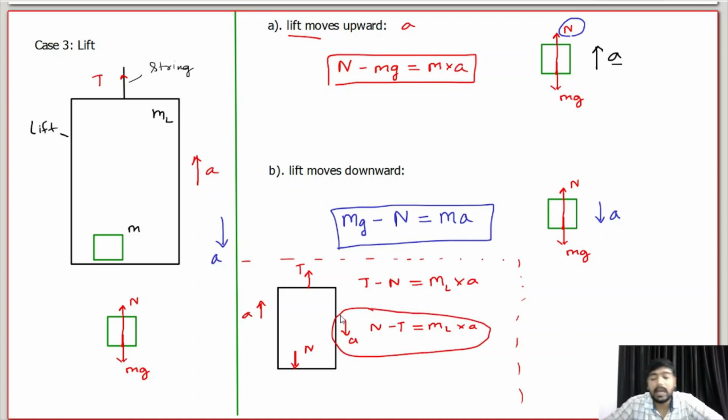I hope this is clear to you, how to write the equations. Clear? So that's it for today. We will take the questions in our next lecture. Thank you.